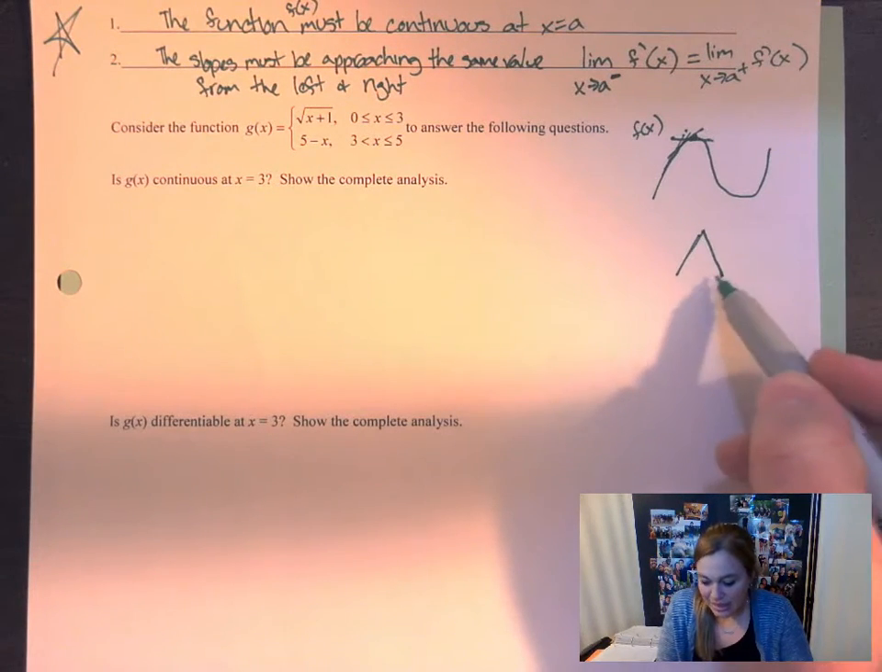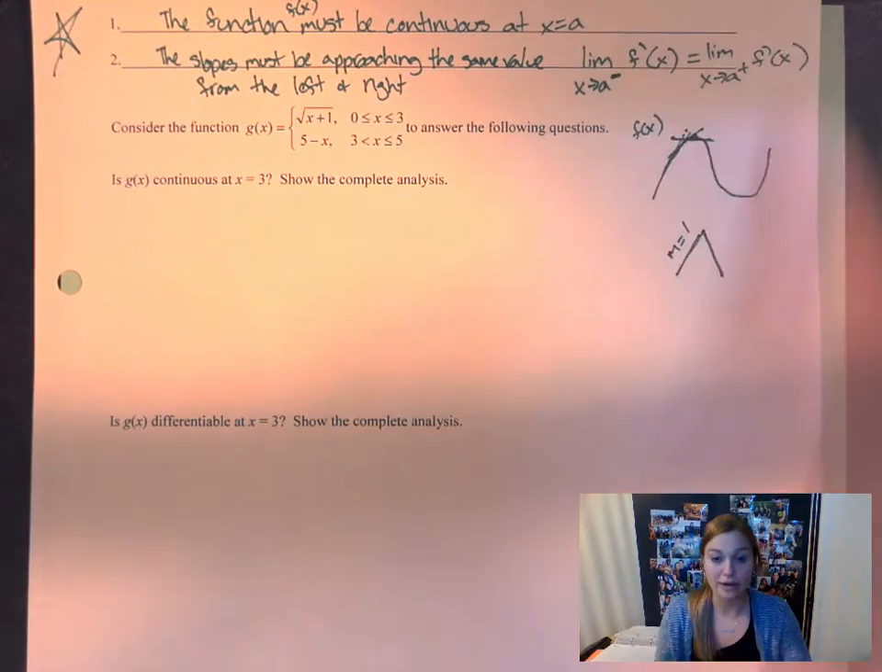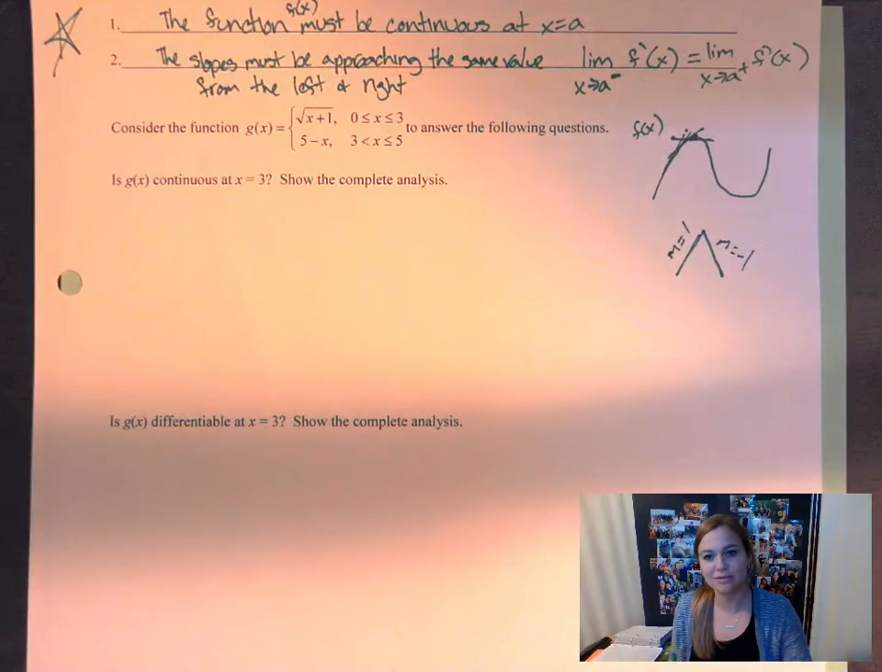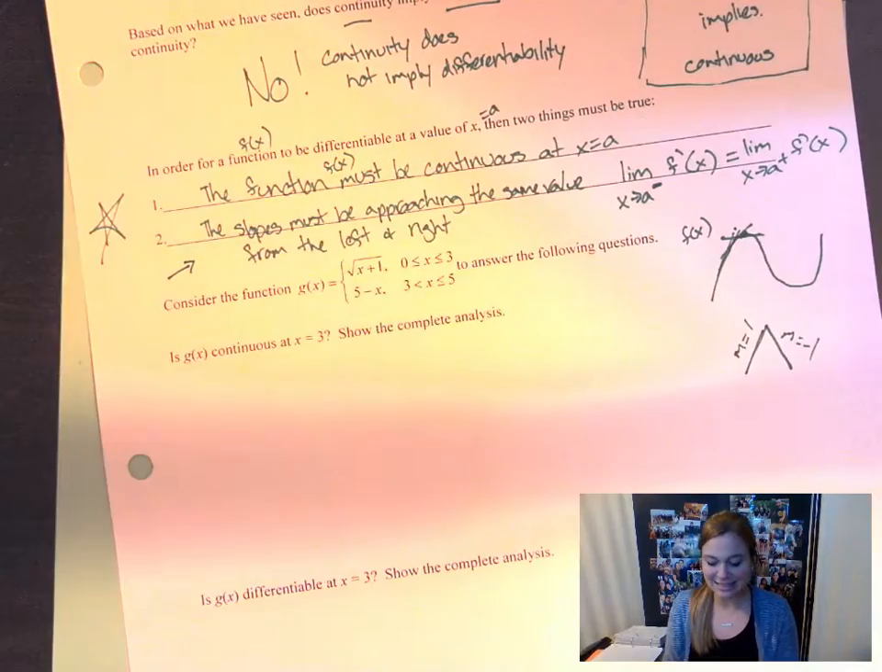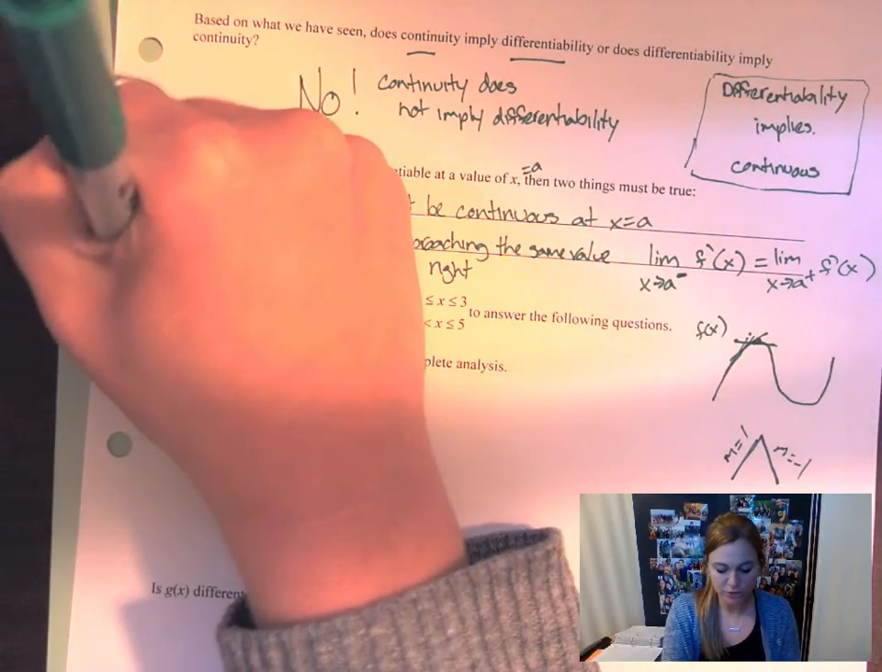Okay, so in here, the slope of this line, let's say, is like 1. And then drastically it changes to -1. These slopes are not approaching the same value from the left and the right. It's not like it smooths out and is nice. So this part, the slopes must be approaching the same value from the left and the right. This means no sharp turns.